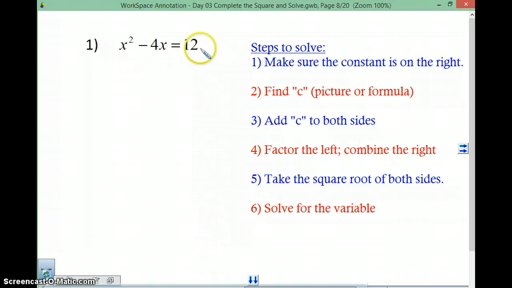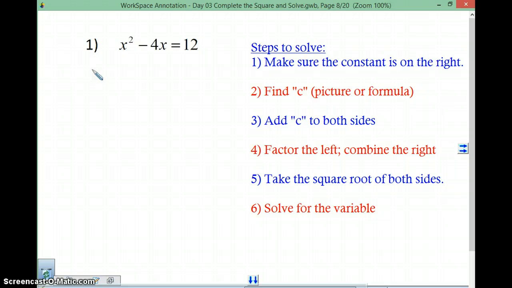Here are the steps. Basically, the first 4 steps are what we did for homework last night, and these 2 steps are what we did on Monday. So we're putting those 6 steps together, and this is as complicated as it gets. So this is the whole thing. First step, make sure the constant is on the right. Notice that this is number 1 from your homework.